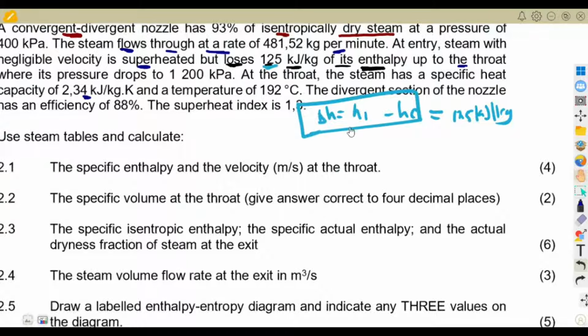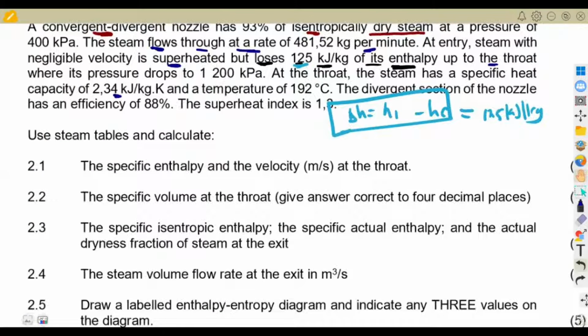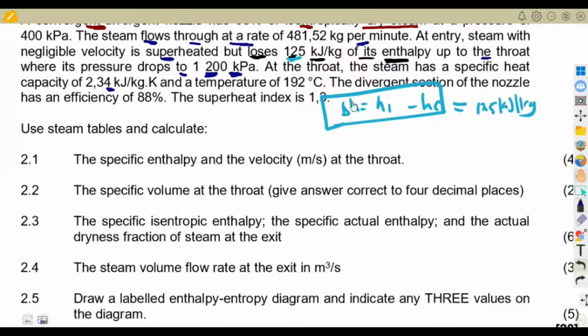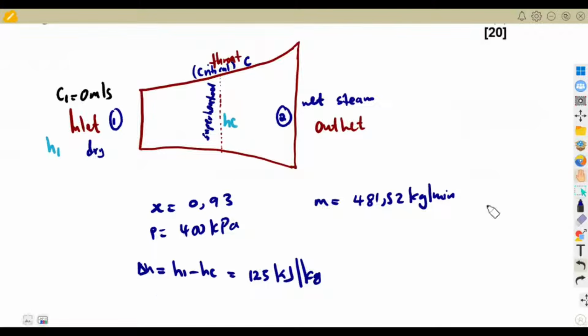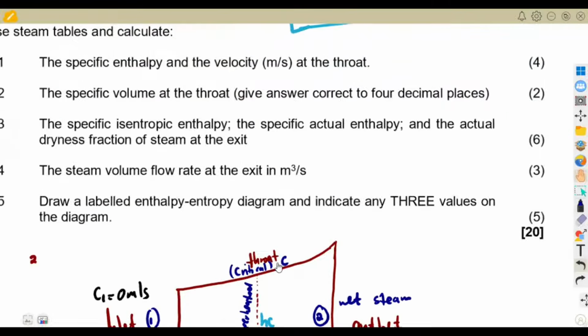Then let us move on. Here we are given that the pressure drops to 1,200 kilopascal at the throat. So this is the pressure that we're going to have at the throat, PC, 1,200 kilopascal. What else?